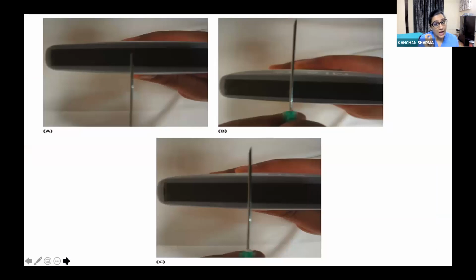Now, when I am going out of plane, what exactly is the drawback? I will be able to see only a fraction. So if my needle is somewhere here, I will be able to see it. If my needle has surpassed this, I will be able to see it.